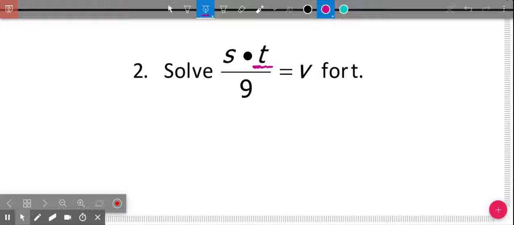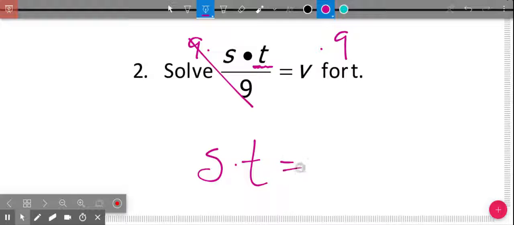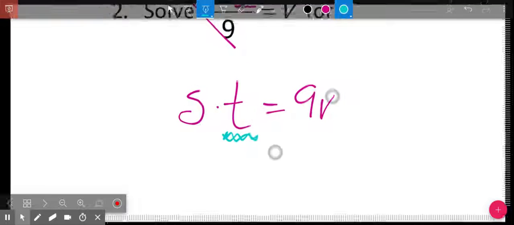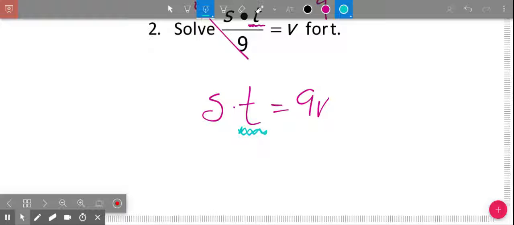All right, so I hope you try that one on your own. I gave you that hint of we're going to start by multiplying both sides by the 9. That's going to cancel, so then I'll have s times t is equal to v times 9, which just gives me 9v. I'm still just trying to get that t all by itself. That's the goal. Okay, so the s and the t are being multiplied, so I need to divide those out.